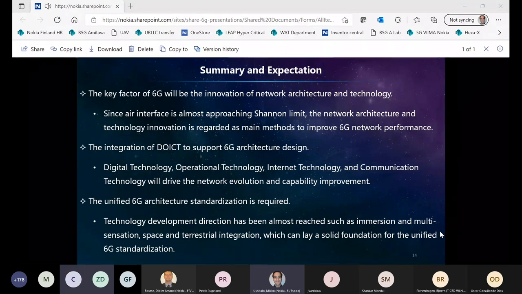Finally, I will have a quick summary. The key factor of 6G will be the innovation of network architecture and technology, because air interface technology is almost approaching the Shannon limit. So network architecture and technology innovation is regarded as the main method to improve 6G network performance. And the integration of DOICT will support 6G architecture design. DOICT will drive the network evolution capability improvement. The last one, we hope and we need a unified 6G architecture standardization to promote sustainable development of the industry.